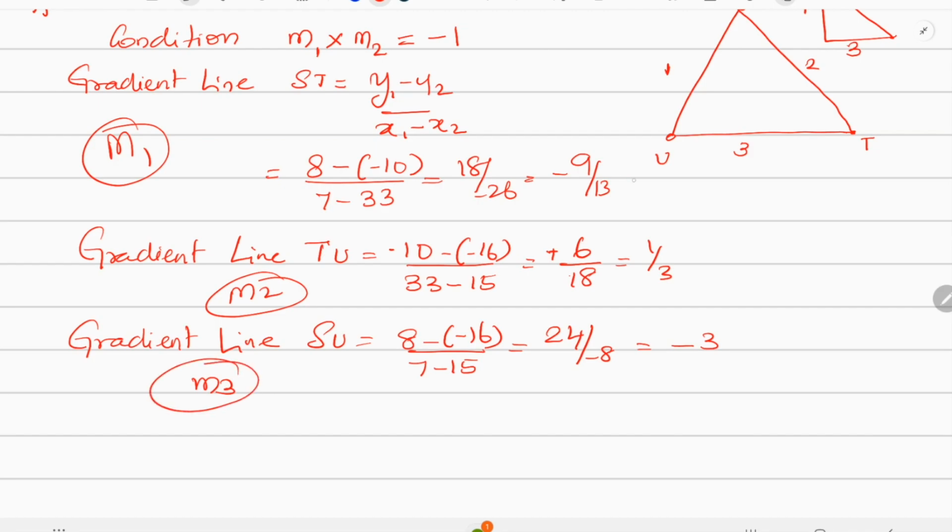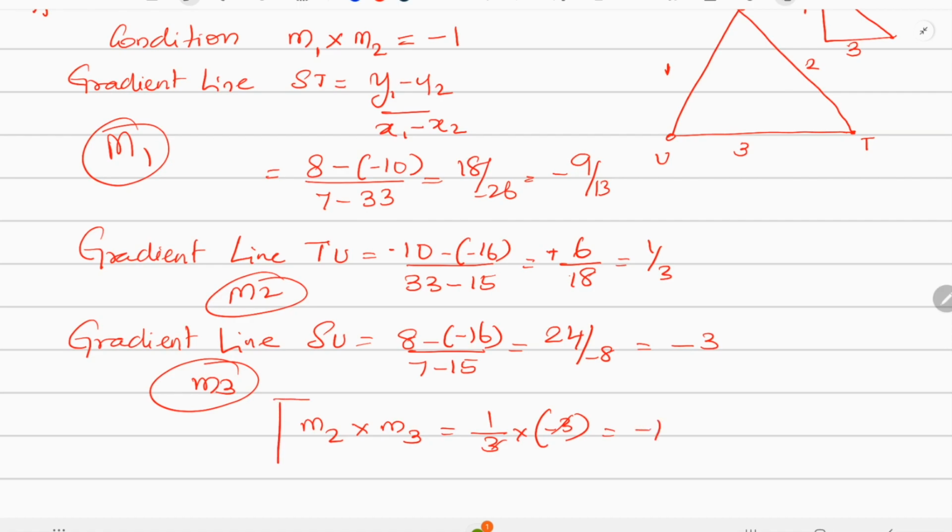Now considering m1 and m2, which two gradients have a product equal to minus 1? The product of m1 and 1 by 3 is not equal to minus 1, and m1 into minus 3 will not be equal to minus 1. So which one will yield minus 1? The gradients m2 and m3: m2 into m3 equals 1 by 3 into minus 3, the 3s cancel each other, equal to minus 1.